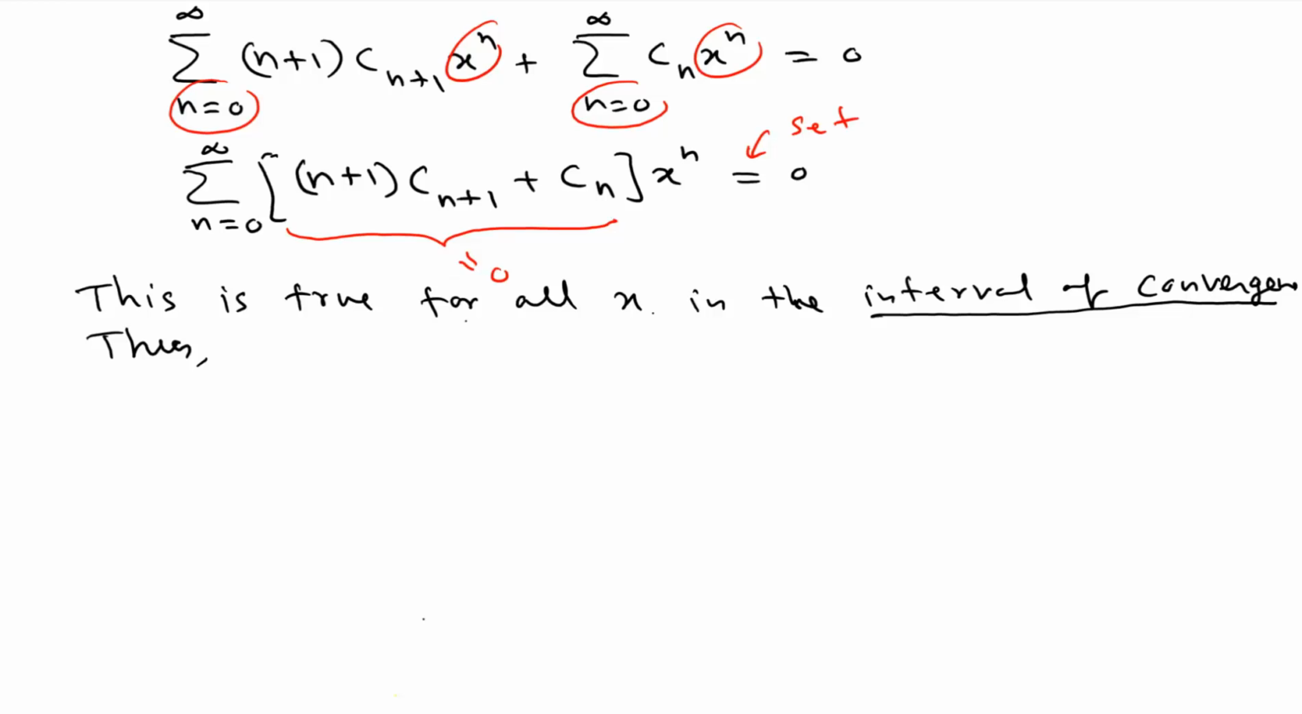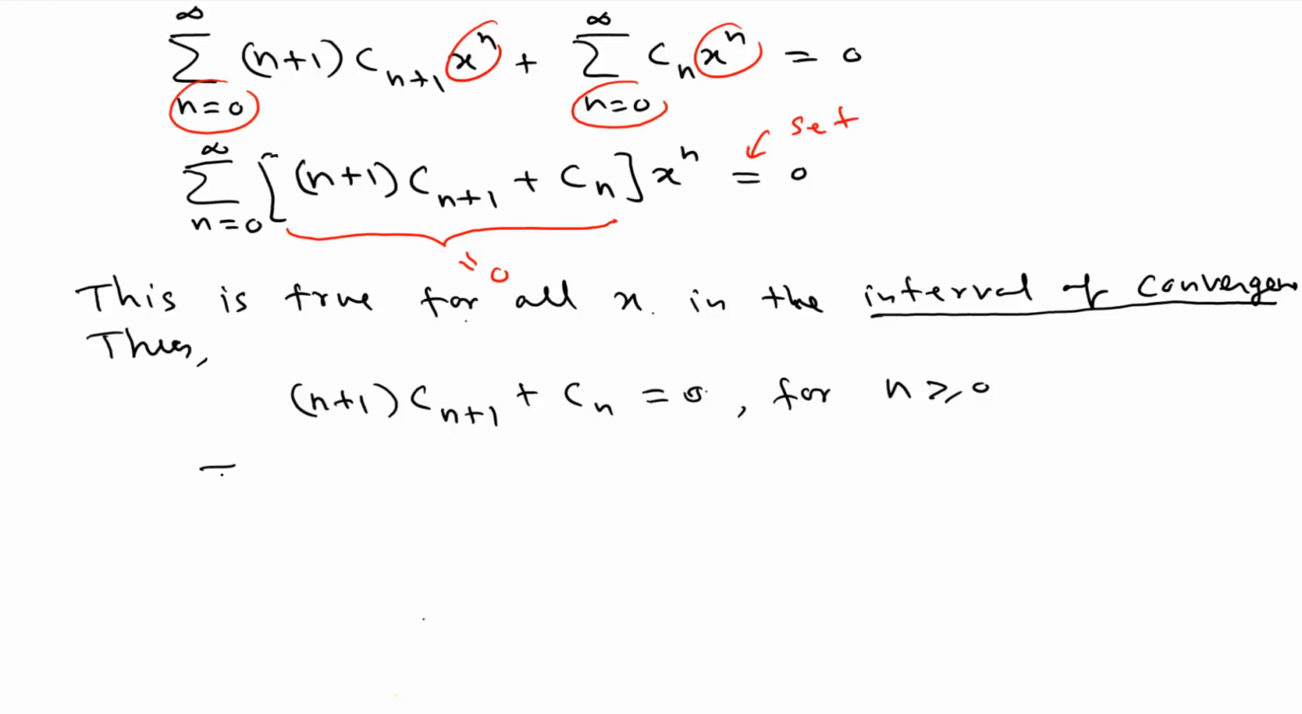In this case, it says that (n plus 1) c_(n+1) plus c_n has to be 0 for all n. It is starting at n equals 0, so that means for all n greater than or equal to 0, all the integers. So in other words, what we can do is bring the c_n term to the other side and divide by n plus 1.